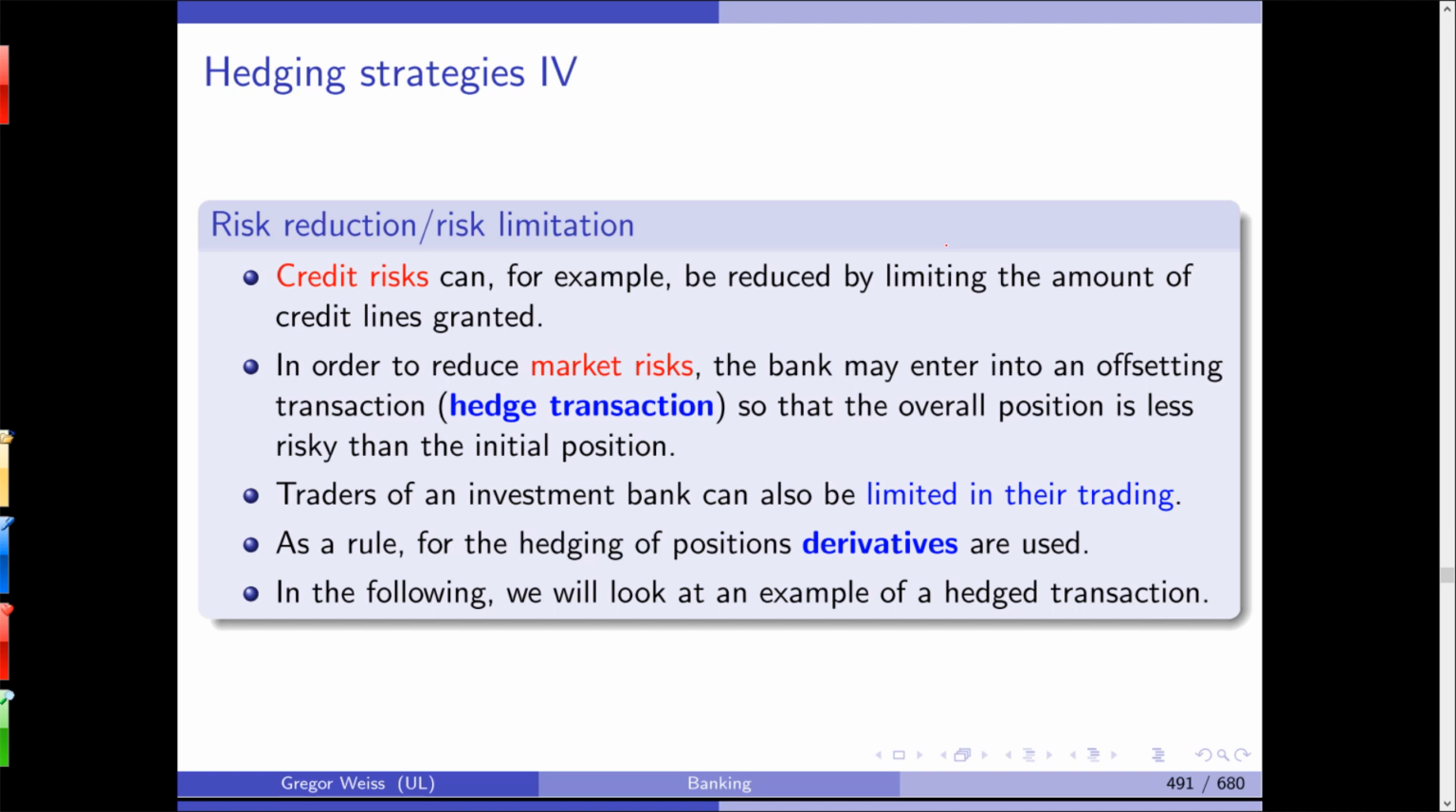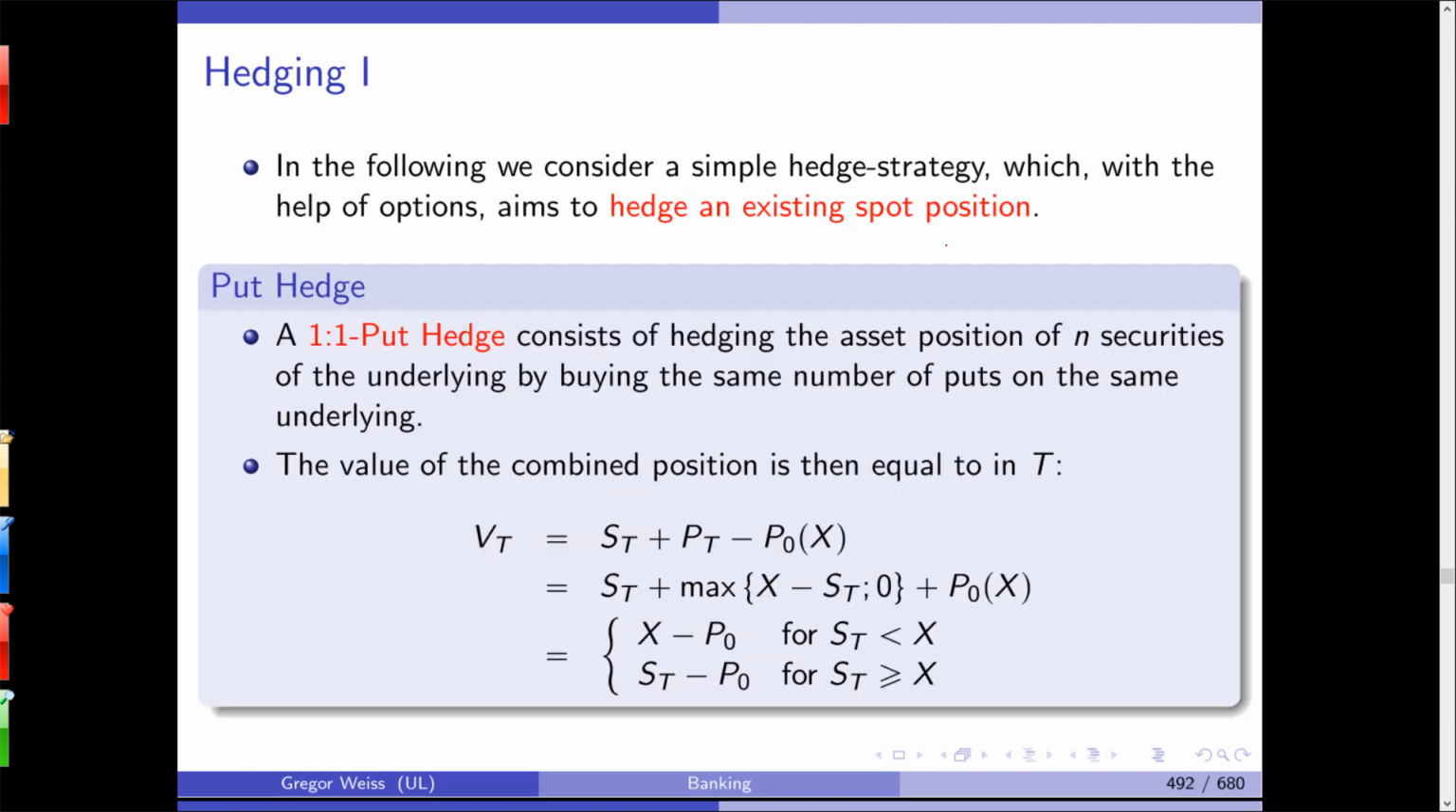A financial derivative is a financial instrument, very generally. It's a financial instrument whose price is derived from the price of an underlying security. Ein Wertpapier, ein Finanzinstrument, dessen Wert sich von dem Preis eines anderen Wertpapiers ableiten lässt. Deswegen also Derivat. So that's a financial derivative. Well, might be an option, might be a swap or a future or a forward. And next we'll look at a very simple way of hedging. We'll start with a one-to-one put hedge.